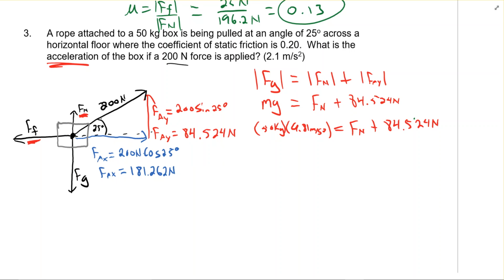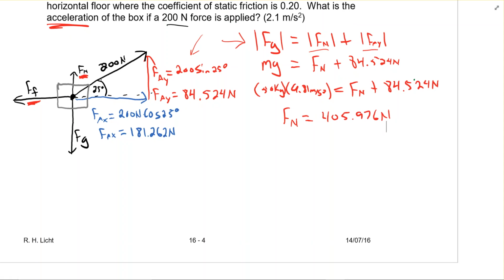So what I've done here is I've got Fg up at the top, and that's going to be equal to Fn plus Fa in the y direction. So that's going to be this part over here, 84.524 newtons. And they have to be equal because this thing isn't accelerating up, it's not accelerating down. Okay, and if you plug that all in and solve for Fn, Fn is going to be equal to 405.976 newtons. All right, so we got Fn.